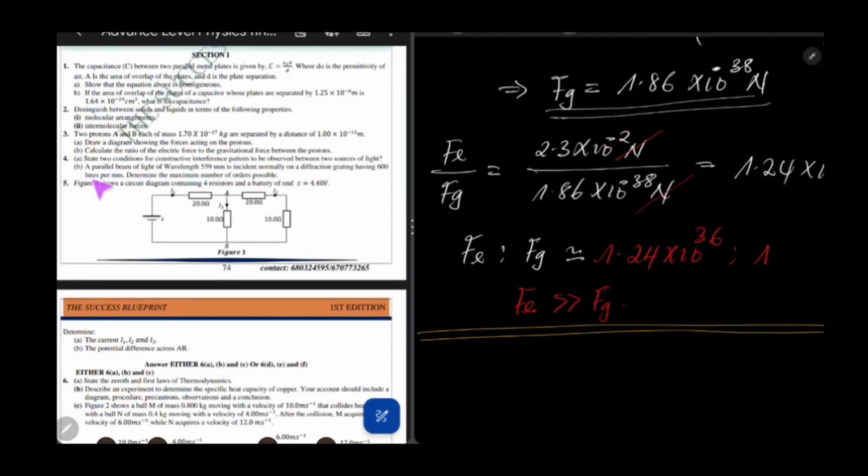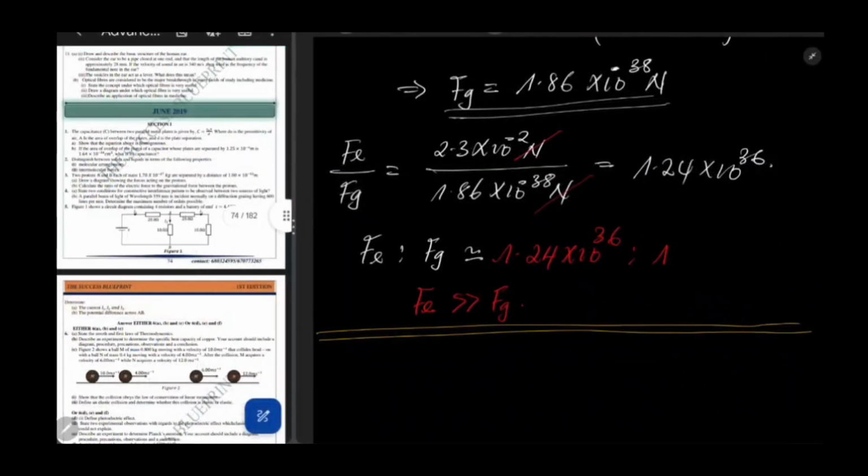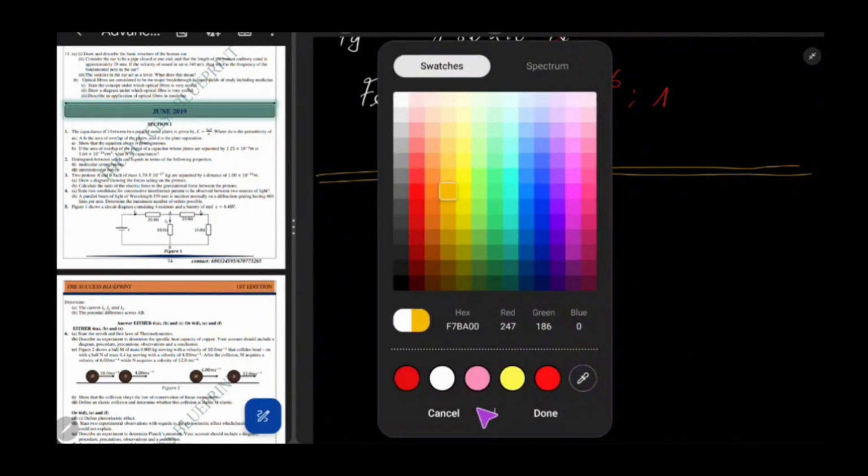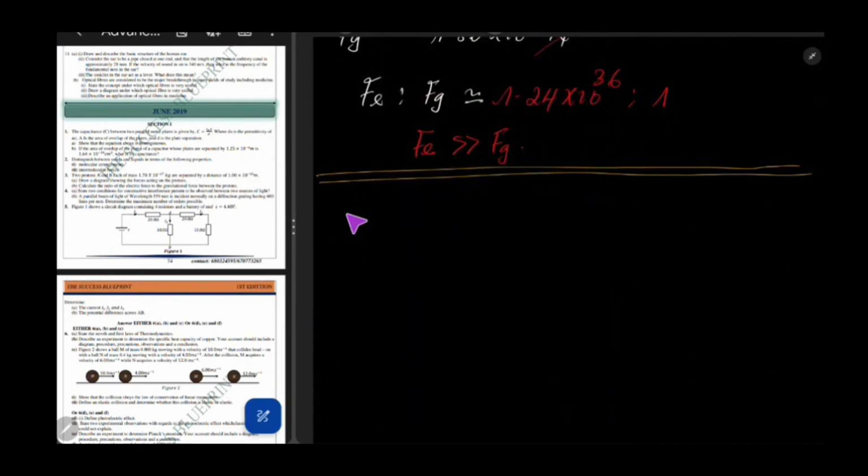Now question 4a says state two conditions for a constructive interference pattern to be observed between two sources of light. B. A parallel beam of light of wavelength 559 millimeters is incident normally on a diffraction grating having 600 lines per millimeter. Determine the maximum number of orders. Now question 4a.